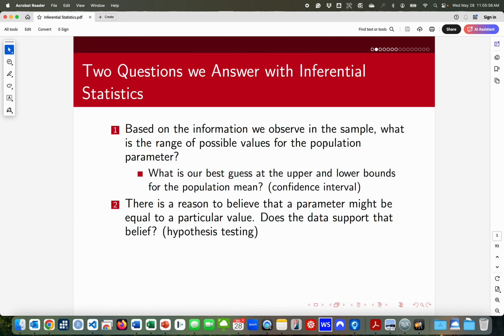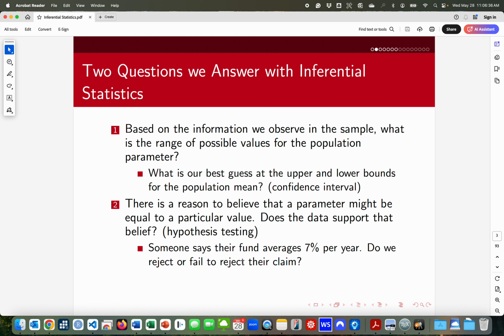The second thing we're going to do is hypothesis testing. So is there reason to believe a parameter might be equal to some value, and is that supported by the data? So someone might claim the average number of hours spent per week studying is 40. Well, I want to collect some data. I will estimate the sample mean, the sample standard deviation, and based on the sample size that I have, I can either reject the claim that they're making, or I fail to reject the claim that they're making. So we're seeing if the data supports a particular claim that the population parameter is equal to some specific value.